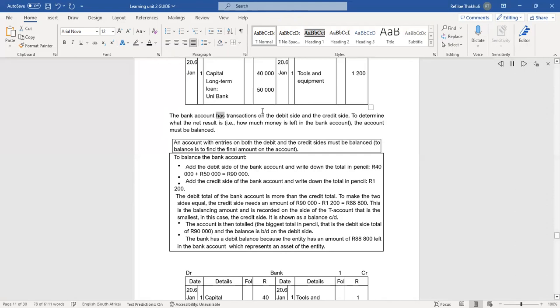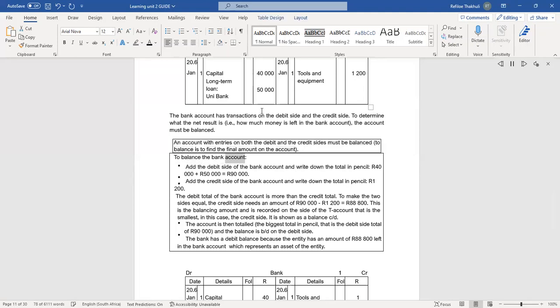The bank account has transactions on the debit side and the credit side. To determine what the net result is, i.e., how much money is left in the bank account, the account must be balanced. An account with entries on both the debit and the credit sides must be balanced. To balance is to find the final amount on the account.